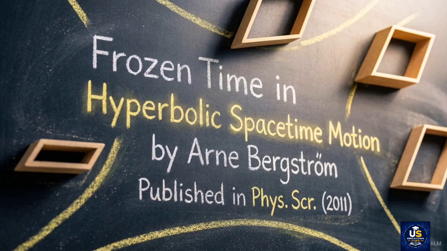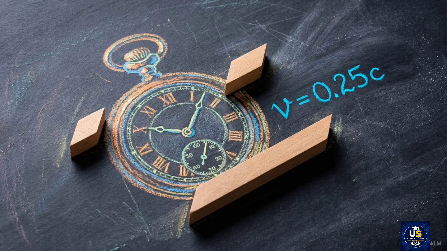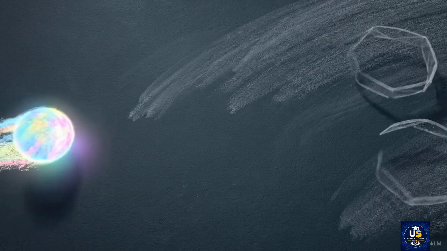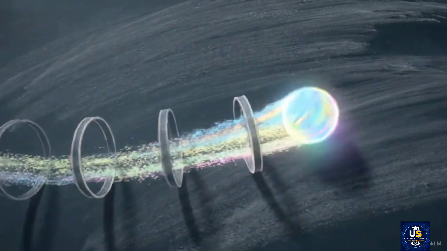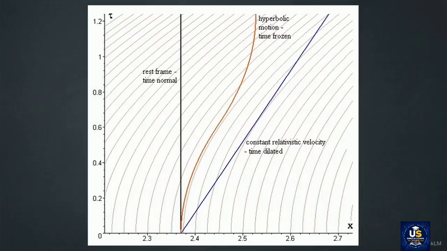In 2011, physicist Arne Bergström published an analysis of hyperbolic spacetime motion that bypassed this absolute lightspeed threshold. Bergström demonstrated that proper time can be brought to a complete standstill without coming anywhere near the speed of light. His proof relies on a maximum velocity of exactly 0.25, or just 25% the speed of light. This plot compares two distinct paths to that same velocity.